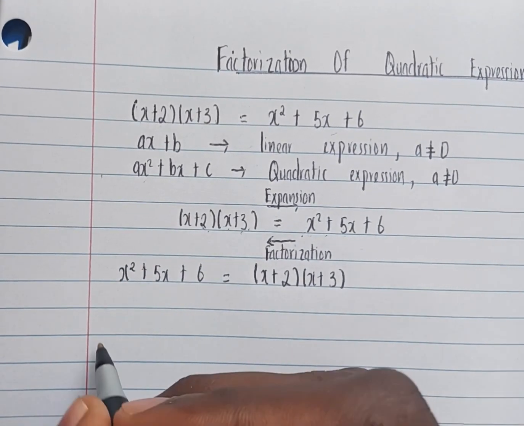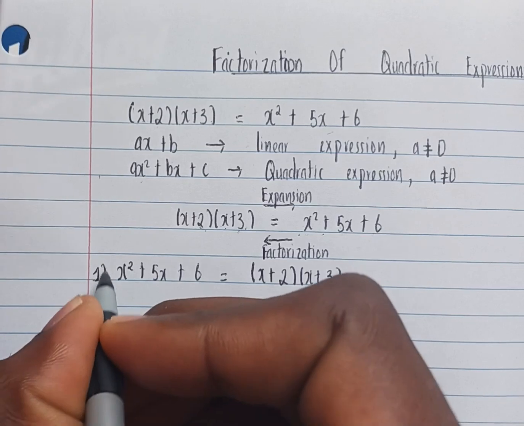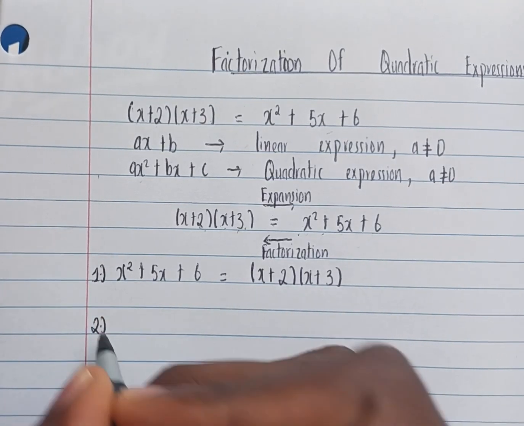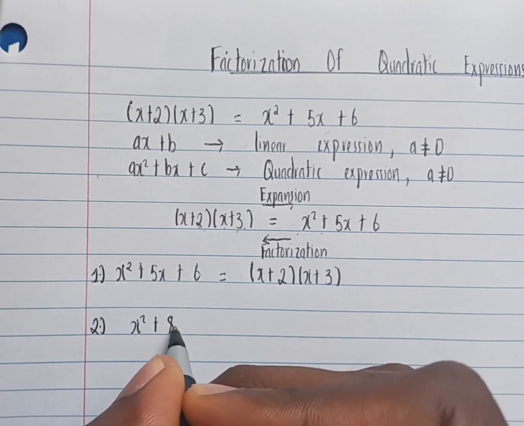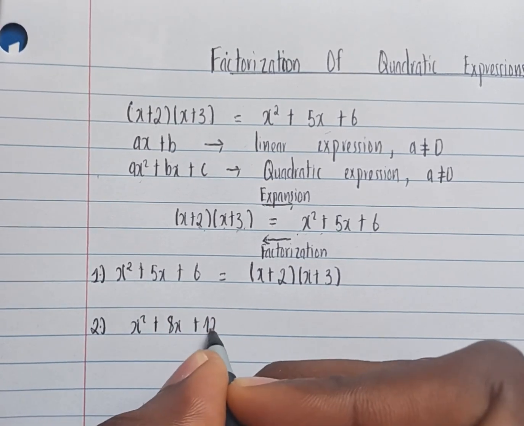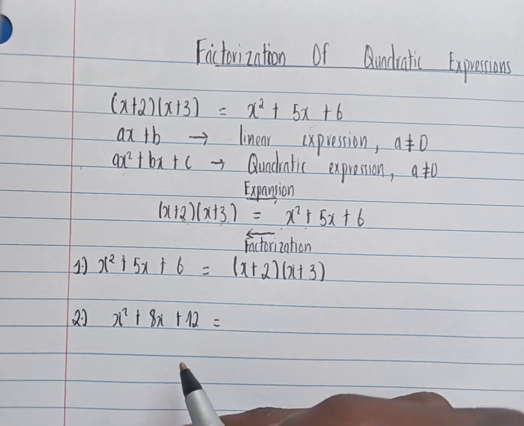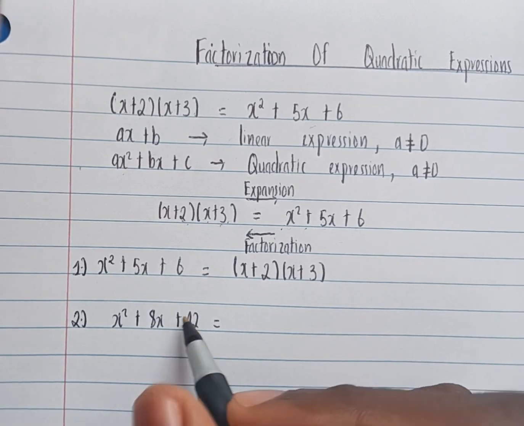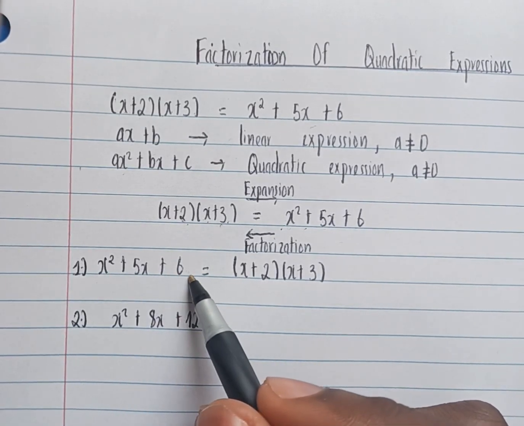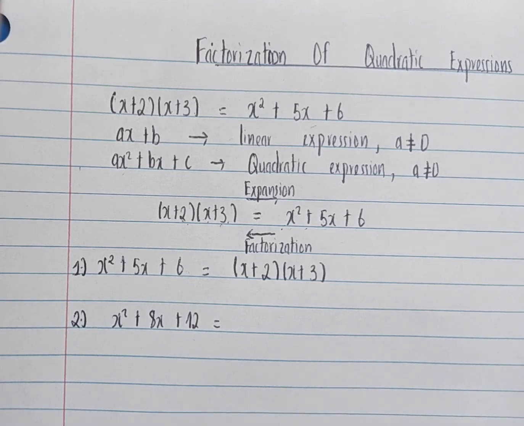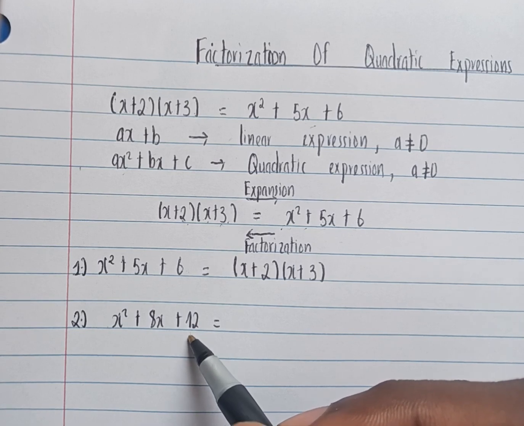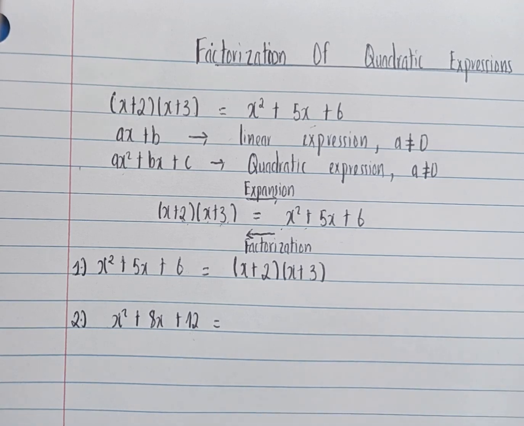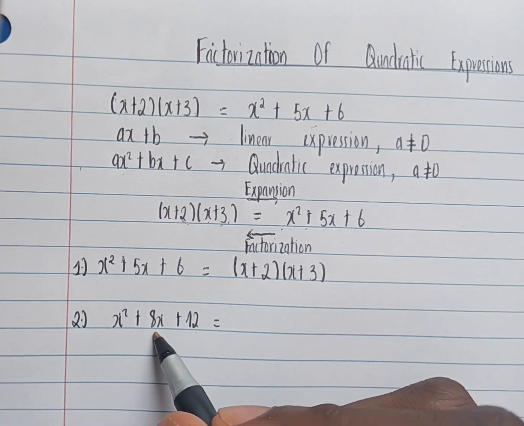Let's have another example. Let's take the second. Let's say we have x squared plus 8x plus 12. This one we'll do the same thing as we did for the first example. We notice that the coefficient of x squared is 1. So when it's 1, we look for two factors of 12 that when multiplied give 12 and when added give 8.